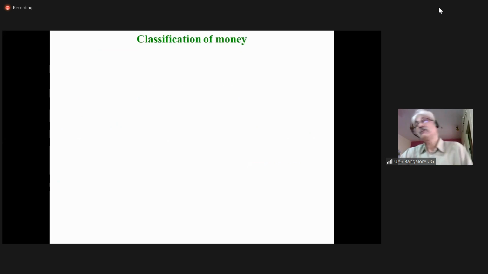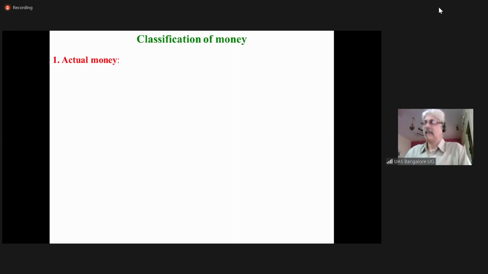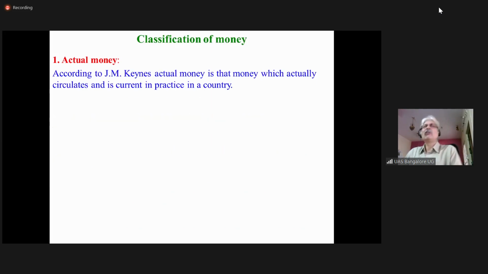Then coming to classification of money. One is actual money. Actual money, according to John Keynes, okay, the father of modern economics, John Keynes, theory of employment. Okay, so he's famously known for that, and dig trenches and fill them up to overcome the problem of economic depression during the 1930s. So he's credited with so many achievements.